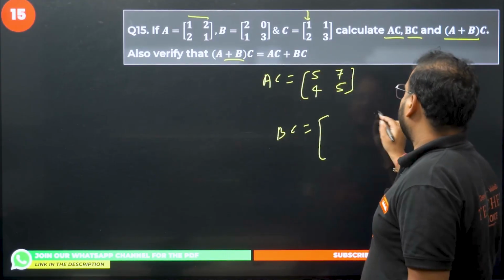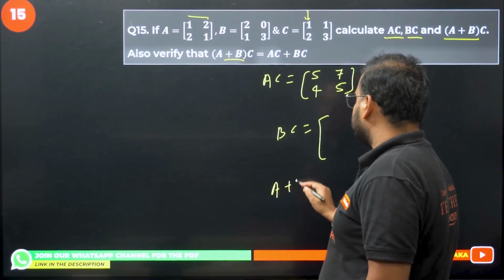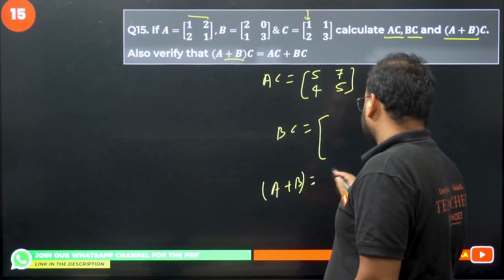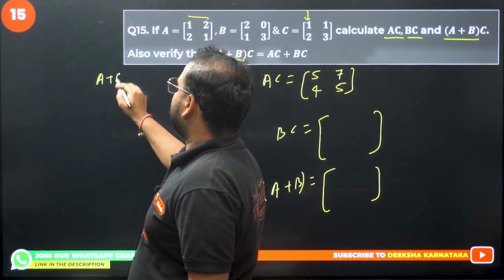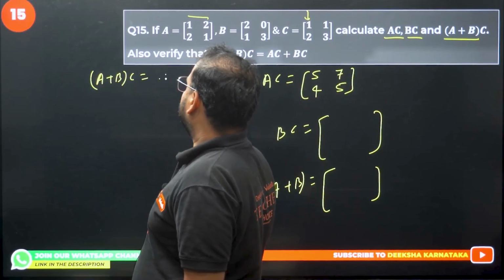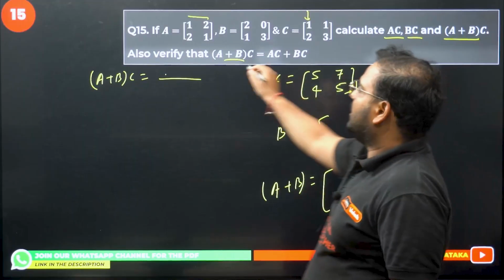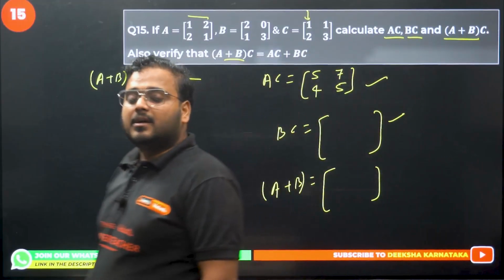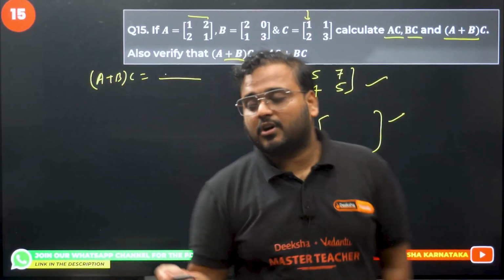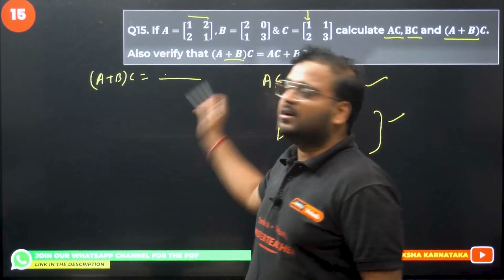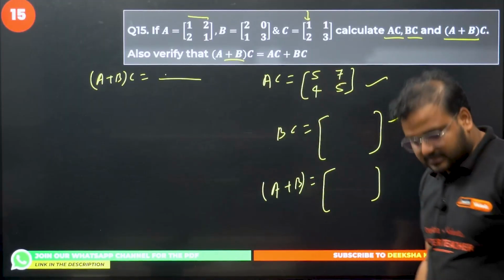Okay, find BC and also find A plus B. Then later find A plus B times of C, right? And then compare the sum of these two is equal to A plus B times of C or not. This is again distribution of multiplication over addition. This is distribution of multiplication of C over addition A plus B. Okay, please check. Clear? Simple question.